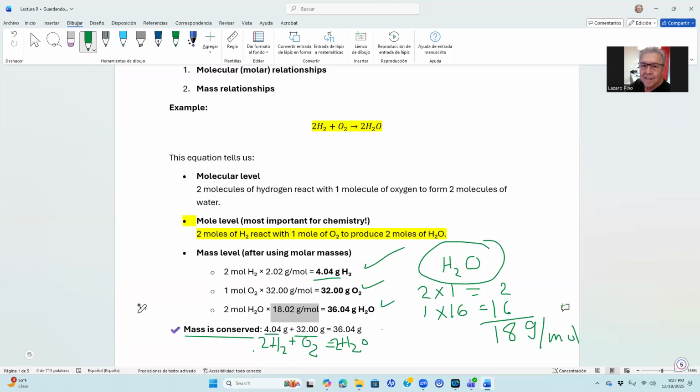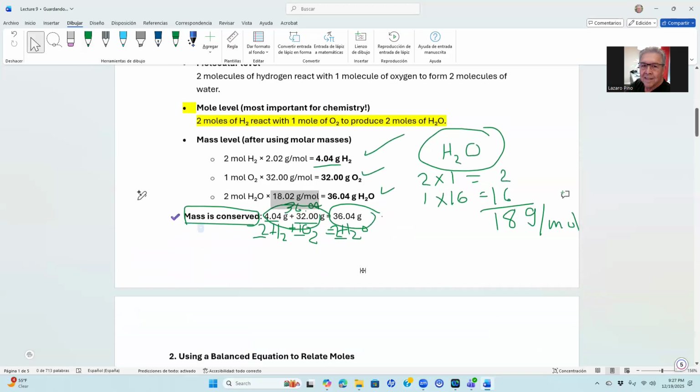As you can see, the equation is balanced. This is very, very important. The equation is balanced. So, if you add 4 plus 32, you will see that it gives you 36. Then, the mass of the reactants is equal to the mass of the products, so the mass is conserved. This is a very important concept, okay?